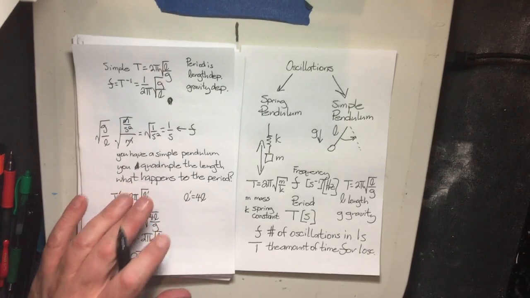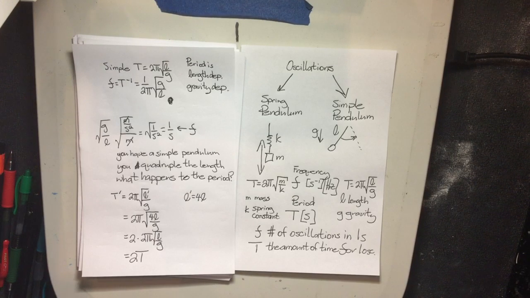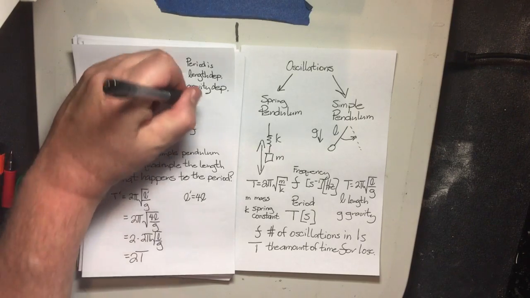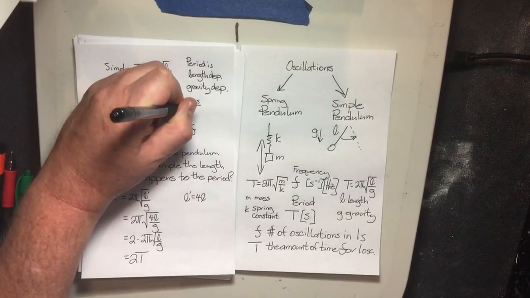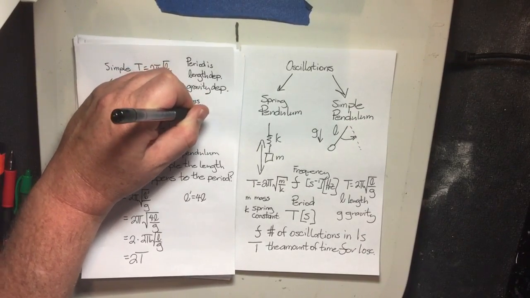Now here is a trick question. If I quadruple the mass on that simple pendulum, how is the simple pendulum's period affected? It's not affected at all. There's no mass in the period equation for a simple pendulum. It is mass independent.